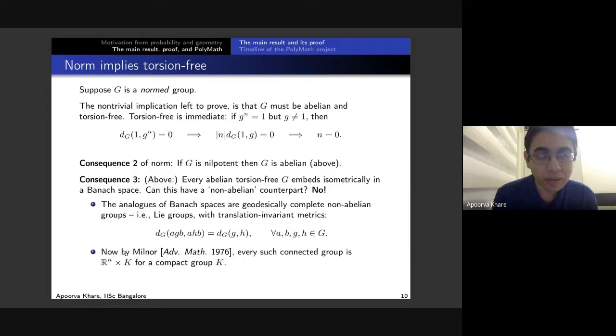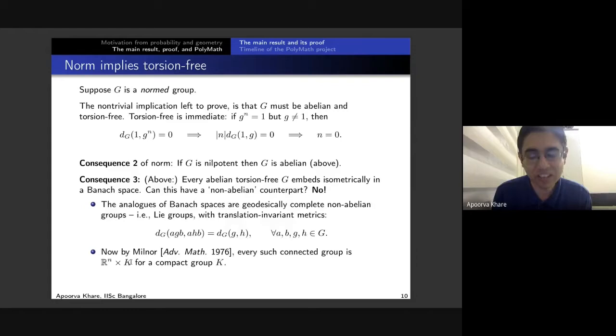Torsion-free is immediate. So if you have a norm, then the group is torsion-free. So the compact group is torsion-free. So you take any g not equal to 1 here, and you look at the powers of g. Right? If g is not equal to 1, then the distance from 1 to g is positive. So this distance goes unbounded. So the distance from 1 to the powers of g is unbounded. But that has to be bounded above by the diameter of the compact group. So how can that happen?